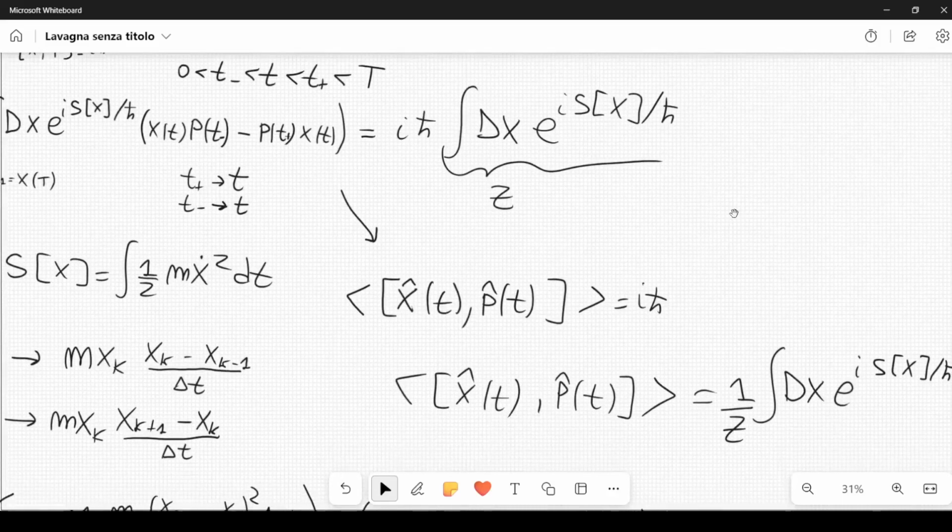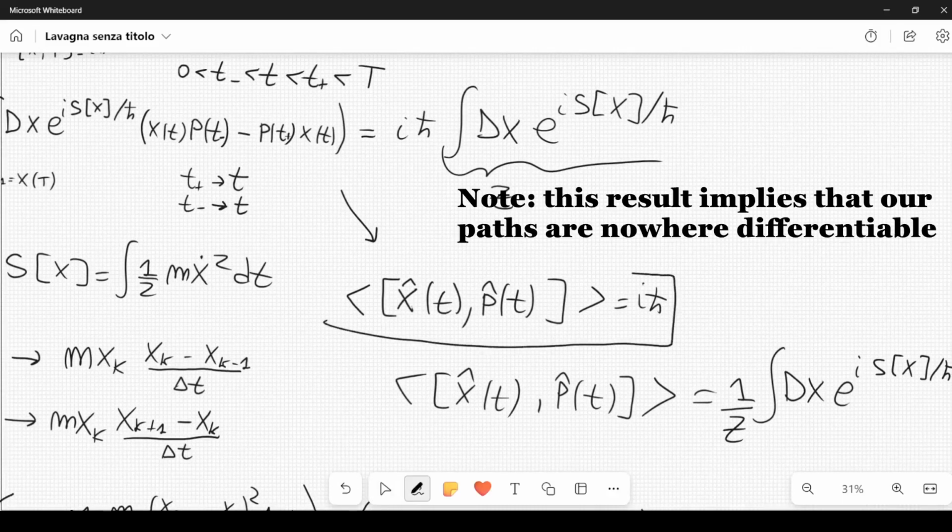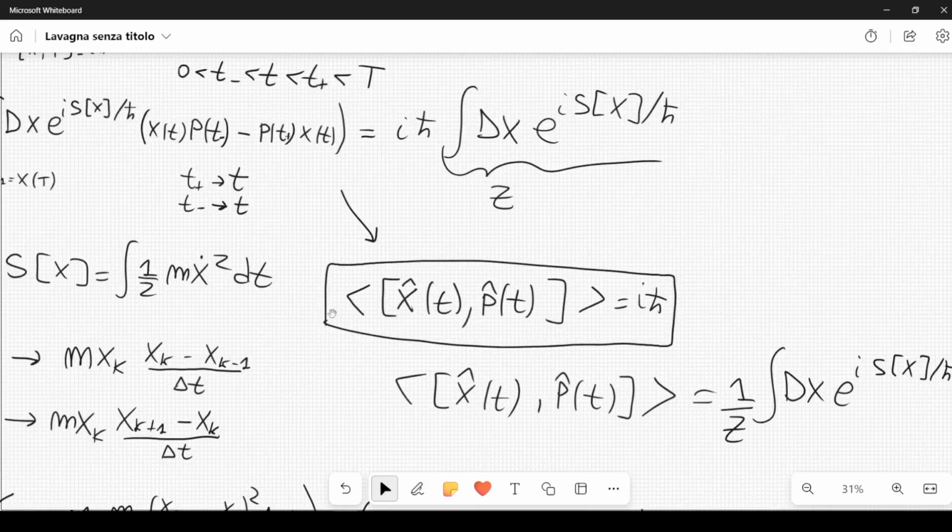And basically we have found something that we already knew from quantum mechanics, but now we have motivated it by means of the path integral formalism, and we have found that the path integral formalism, which is simply another way of rephrasing quantum mechanics in different terms, should contain all the information related to quantum mechanics. So it should as well contain these commutation relations.